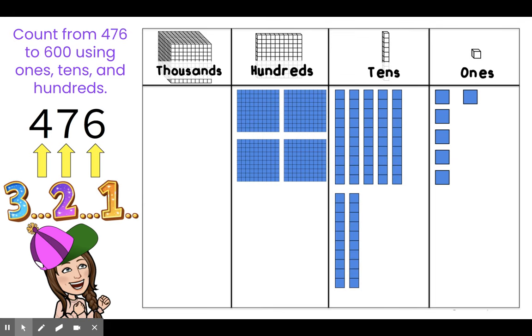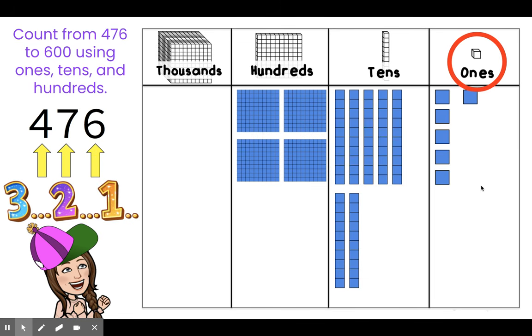Let's think about this. Where should we start? What do you think? Maybe you told someone sitting by you. Maybe you just thought it in your head. We're going to start first with our ones. What's the next benchmark number we want to make it to? We're at 476. The next benchmark number is 480. We're going to use ones to make the next group of 10.